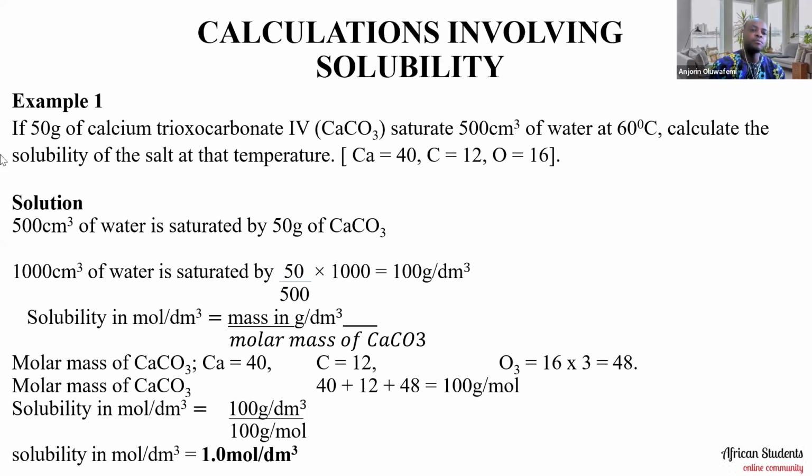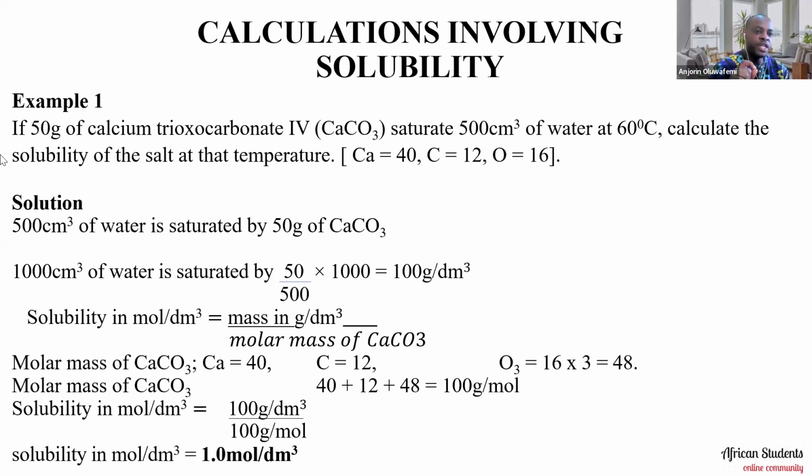Now, if that is the case, what if what we have is 1000 cm cube of water? Because don't forget that what we are looking at is solubility in gram per dm cube. We need to convert that 50 gram to gram per dm cube. So if 500 will contain 50 grams, what will 1000 cm cube of water be able to saturate? And when you do that, what you have is just 100 gram per dm cube.